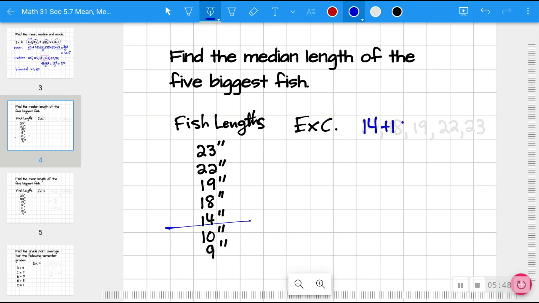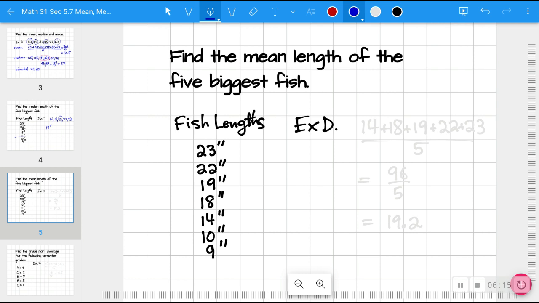14 plus 18 plus 19 plus, oh, no we're not, sorry, it's not looking for the mean, it's looking for the median. So we just list them from smallest to greatest. And the median number is the middle number, so 19 inches is the answer. That's the median length of that list of the top 5 fish, or the biggest 5 fish.